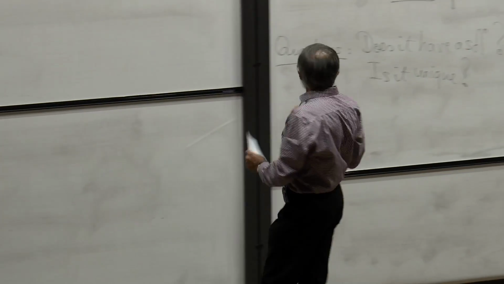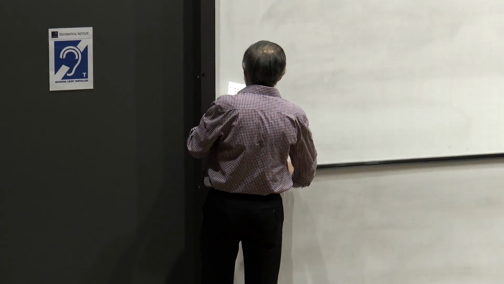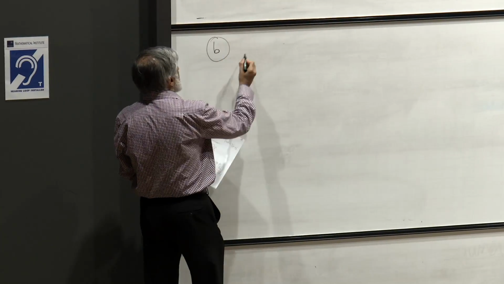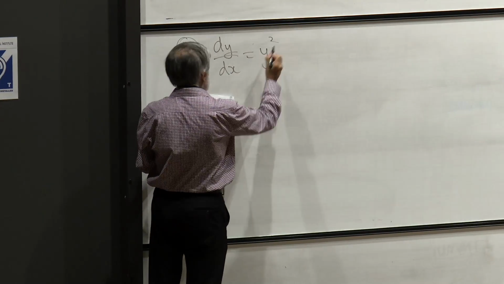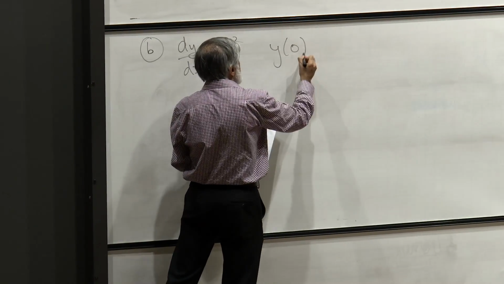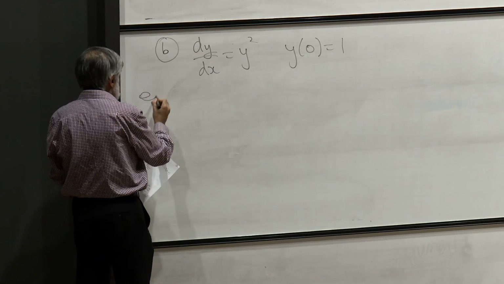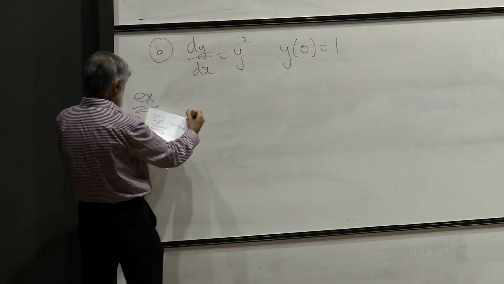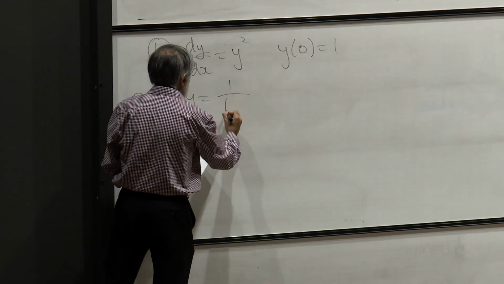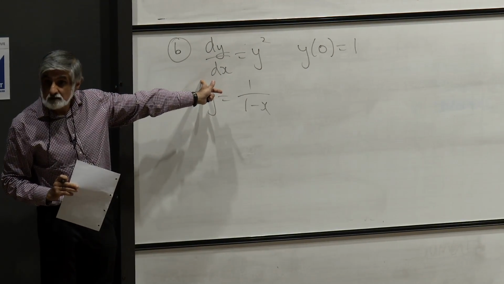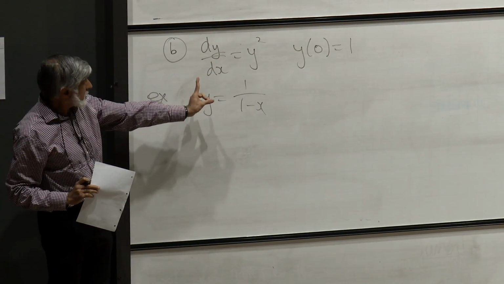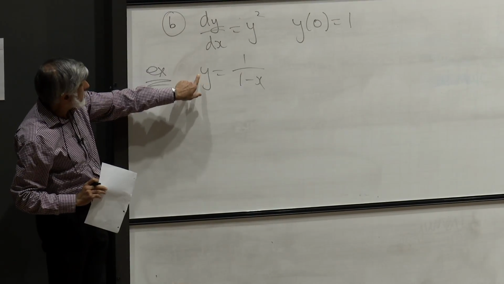Right, so that looked like a very nice ODE, turned out to be pretty nasty. Now let's look at another problem. dy by dx equals y squared, y of 0 equals 1. Exercise: show that this gives you y equals 1 over 1 minus x. Again, do separating the variables and derive it, okay? And then just check it.